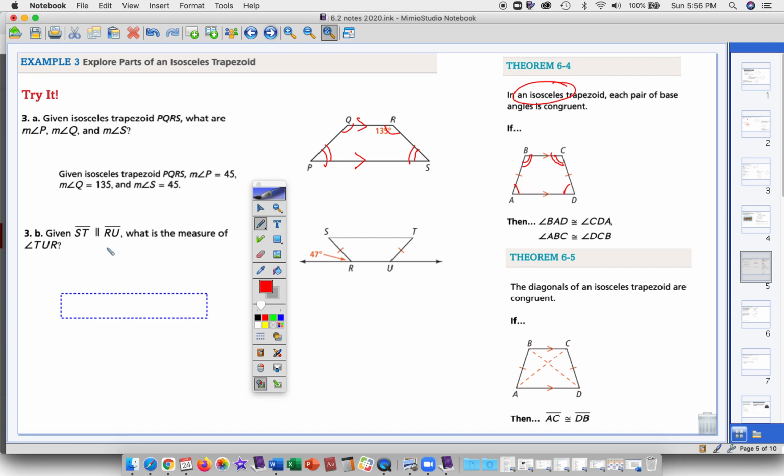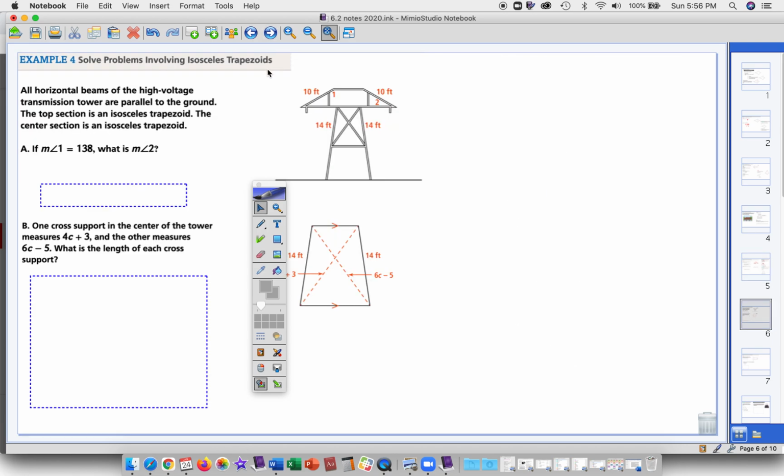Okay, given ST is parallel to RU, what is the measure of angle TUR? So hopefully you got 133 degrees, because again, we have consecutive interiors, so they're going to be supplementary. Oh, I'm sorry, this is an exterior angle. So the interior plus the exterior has to add up to 180, so they're supplementary as well. Okay, pause the video and try these two examples, and come back when you're done and we'll compare solutions.